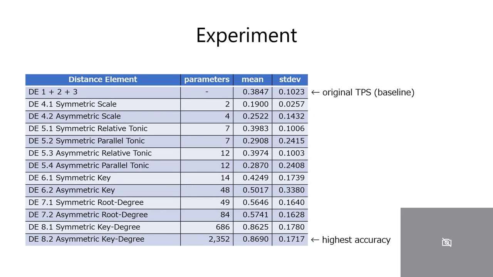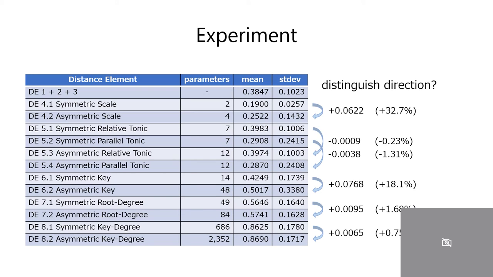And this is the result. The first row is the original TPS, and the rest are the results of the proposed distance elements. DE82 achieved the highest accuracy, but DE81 got almost the same result with less than a third of the parameters. The difference is whether they distinguish the direction or not.